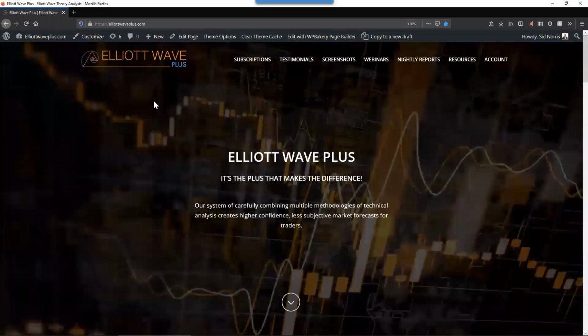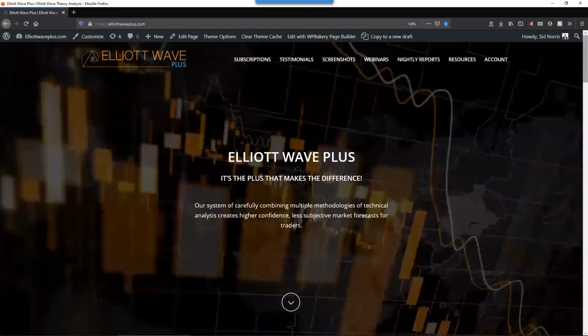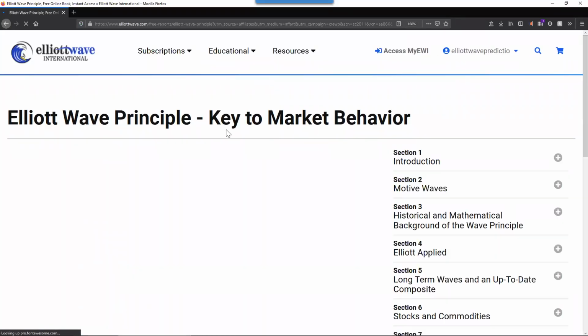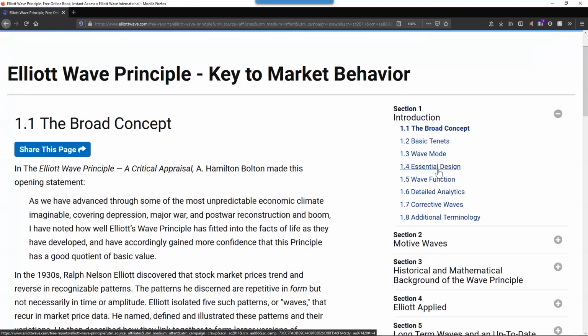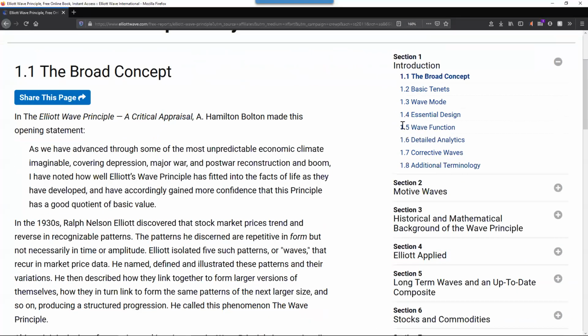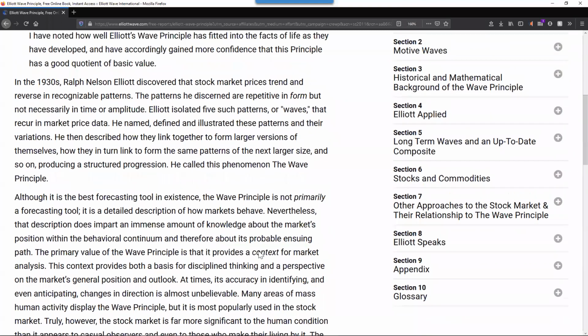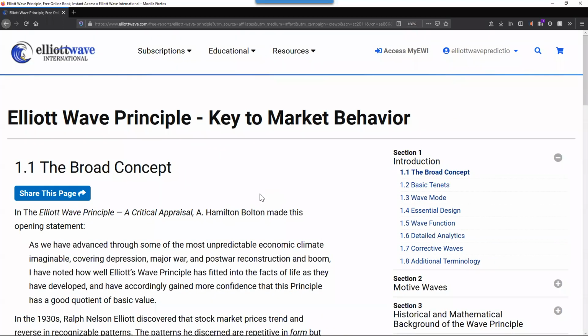If you don't have that book, you can receive free access to it by going to my site, going to the bottom of any screen on my site or at my blog, and clicking right here, and that will take you directly to the book. The entire book is right here for you to read, including the sections, and this is basically the foundational rules and guidelines of the Elliott Wave Principle.